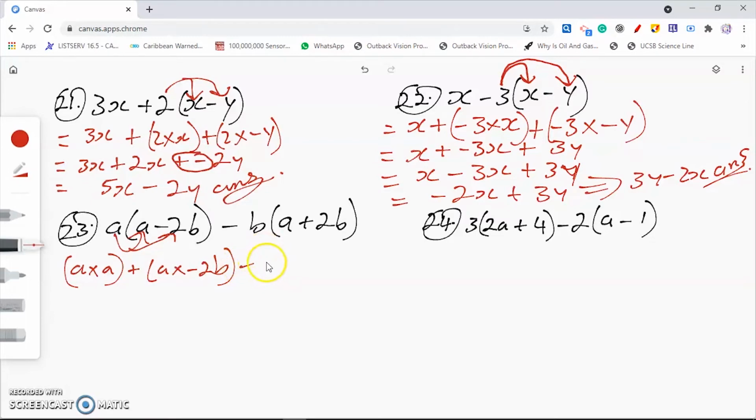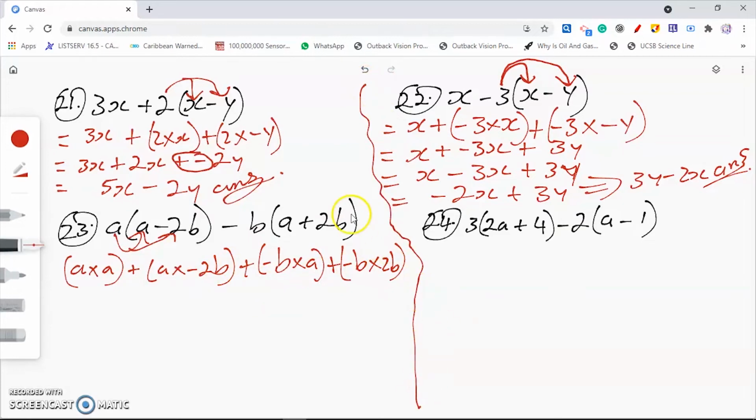Then I would have minus, plus. I like to put plus. Good. Minus b times a. Notice I have the plus outside, so I must put the minus inside. Plus again, minus b times 2b. I just put that there to separate my working. A times a is a squared, so that's a to the power of 2, plus a times negative 2b, that is negative 2ab.